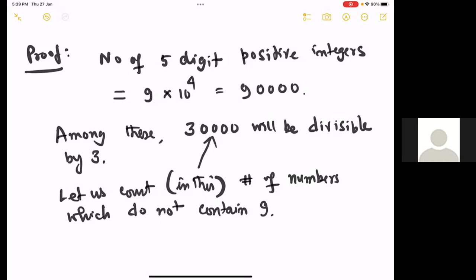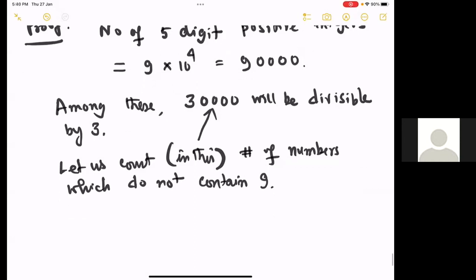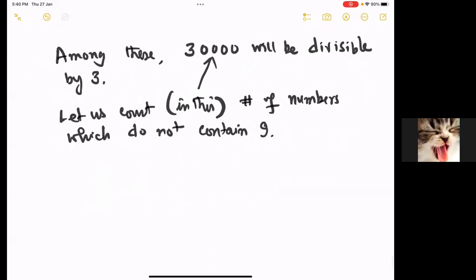So what I am trying to count: you have these 30,000 numbers which are divisible by 3. Among these, I want to count the number of numbers that do not contain 9 anywhere. Then I will subtract it from 30,000. How do I count that? That should be 8 into 9 to the 4 upon 3.